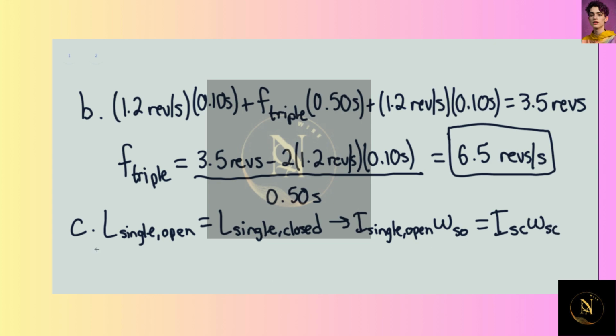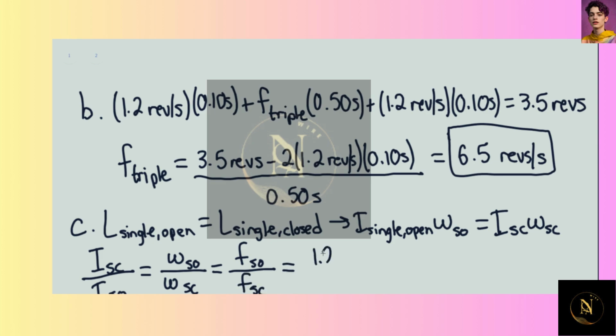And so we find that the moment of inertia of the single closed divided by the moment of inertia for the single open would be omega sub SO divided by omega sub SC. This is equaling F sub SO divided by F sub SC. And this is equaling 1.2 revolutions per second divided by 1.52 revolutions per second. We'll round at the very end.